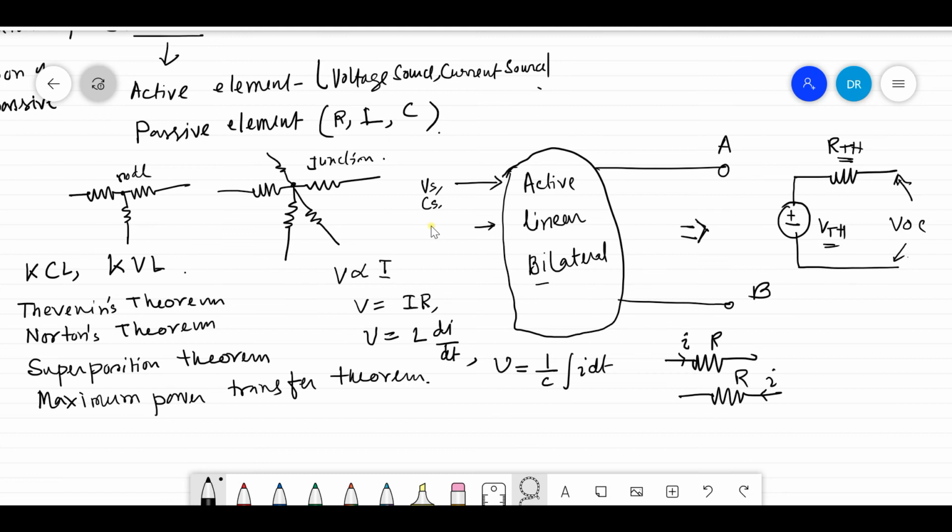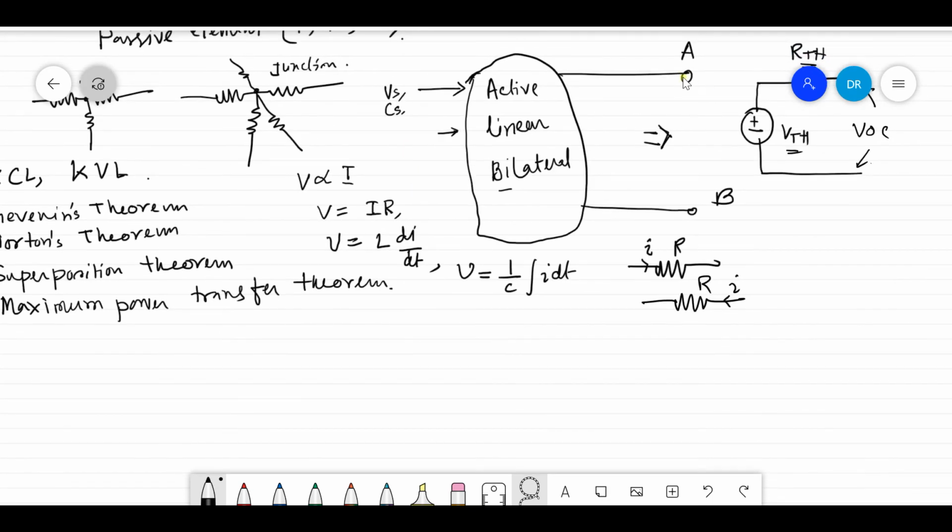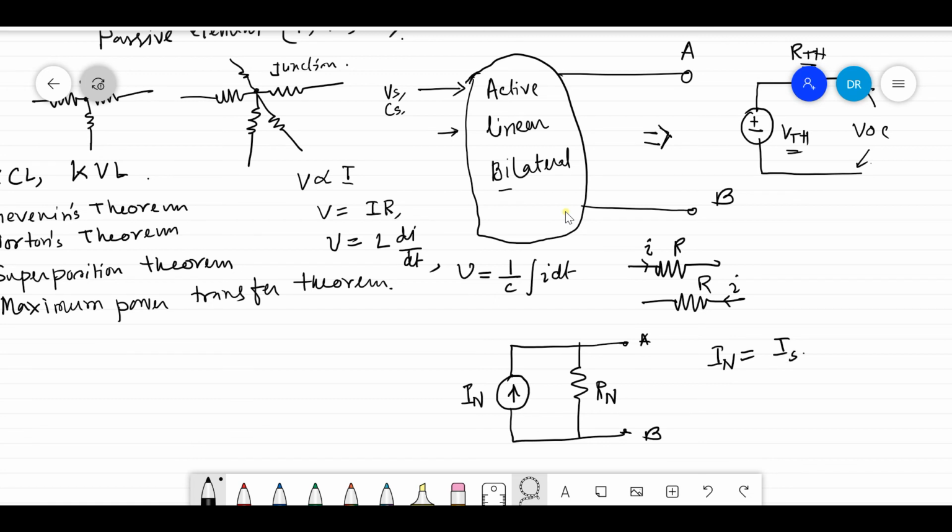this RTH is the equivalent resistance, this VTH is the open circuit voltage. Now, what is Norton theorem? According to Norton theorem, any two-terminal active linear bilateral network can be transformed to a simple circuit which contains a current source and a parallel resistance. This is denoted as Rn, Norton equivalent resistance, and this is In. This is the terminal A and this is the terminal B. Now this In is the short circuit current.